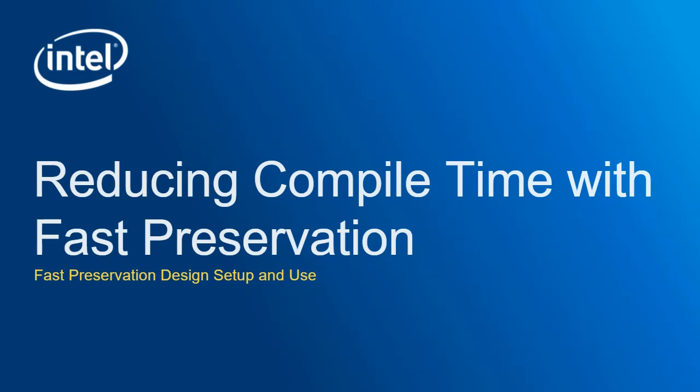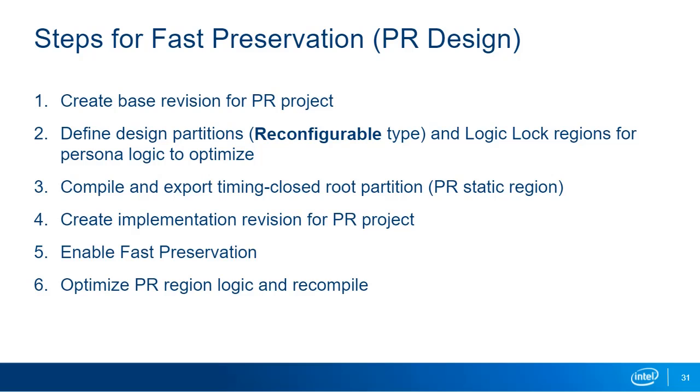With these block-based design concepts in mind, let's now look at how to set up and use fast preservation. To use the fast preservation feature with a PR design, there are 6 basic steps listed here. Steps 1 through 4 are typical for a PR design, so making use of fast preservation in a PR design is simply a matter of enabling the feature. Once you set up a project for the feature, you'll only need to keep performing step 6, optimizing and recompiling the non-preserved core logic in each implementation revision to make use of the feature.